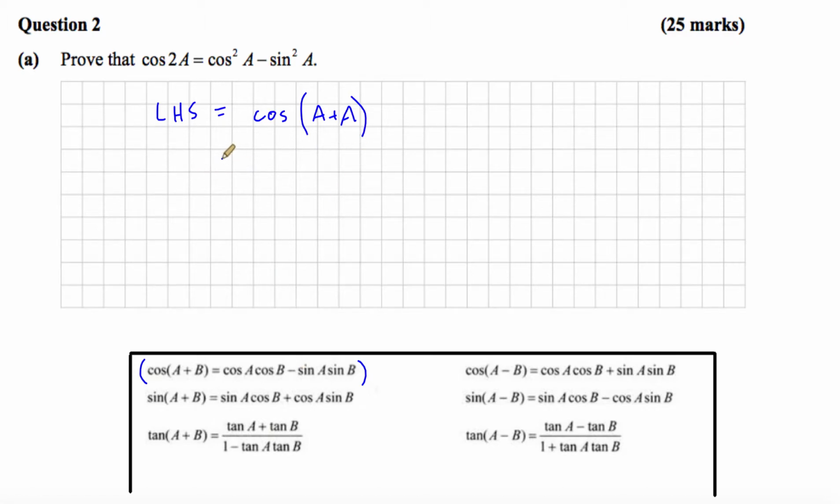So we can say then that that's equal to cos of the first angle by the cos of the second angle. So in our case, both angles are the same, minus the sine of the first angle by the sine of the second angle, again the same. And that gives us cos A is cos squared A, and sine A is sine squared A. And that is the right hand side. So we can say equal to the right hand side, or RHS. So there you go, that's the proof done for part A.